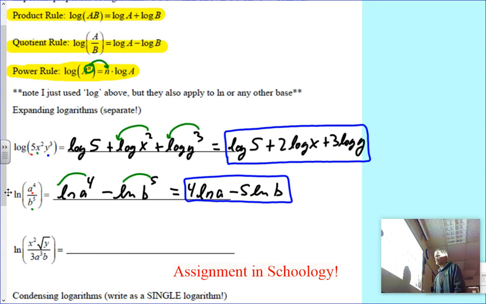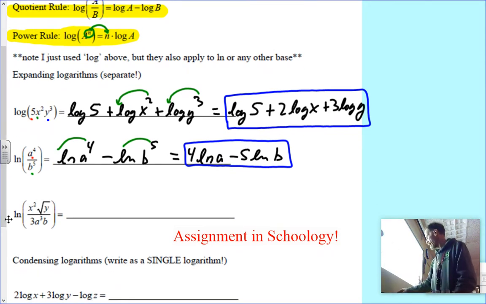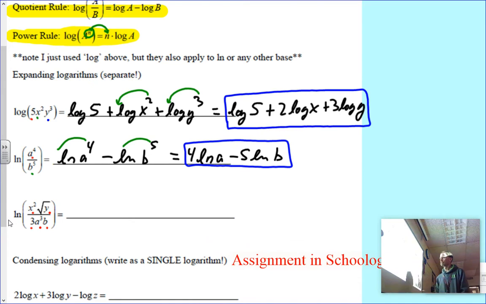Now, if you want to pause the video and see if you can do this third example on your own, before you do that, let's see how many things you're going to have. I have an x, a y, a 3, an a, and a b. So we're going to have a string of 5 logarithms for our final answer. If you want to pause the video and try this on your own, I'll go ahead and zip through the answer with you.